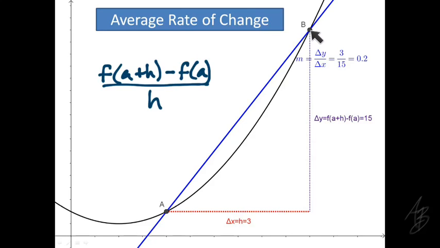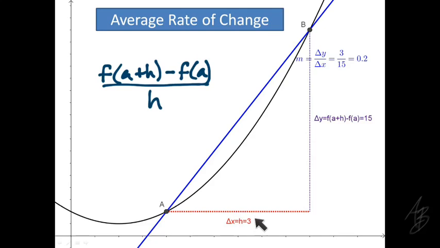The difference from point A to point B along the y-axis is delta y, or f of a plus h minus f of a. For this particular function, that difference is 15. And on the bottom, we have the difference in x's, which is just the width of the interval from a to b. That width is h, so delta x is going to equal h, and for this particular example, it's going to be 3.